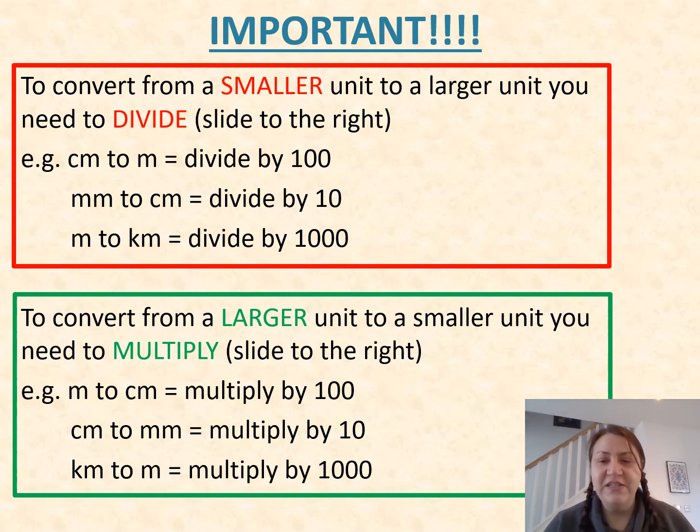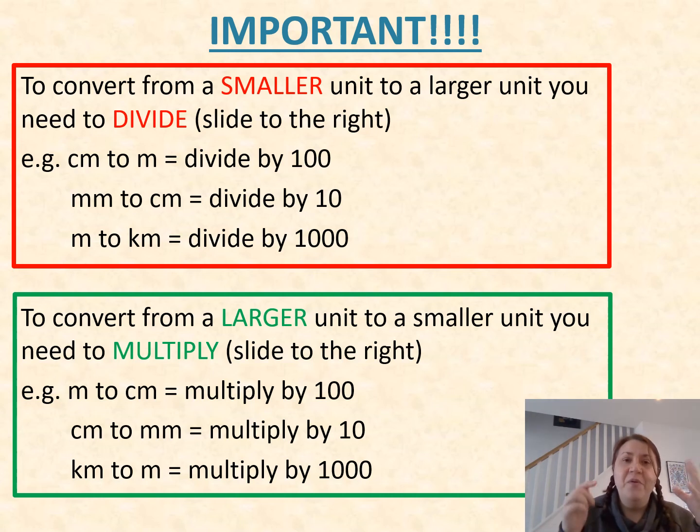Right, this slide you're going to see every day this week. This is a tricky one that you're going to see every day. So I'm going to say it today and then I'll keep saying it. So we'll really try and get it. To convert from a smaller unit to a larger unit, you need to divide, which means you need to slide to the right. So centimetres to metres. So centimetres is smaller, metres is bigger. You divide by 100. Millimetres to centimetres, you divide by 10. Metres to kilometres, you divide by 1,000. So smaller to bigger, you divide.